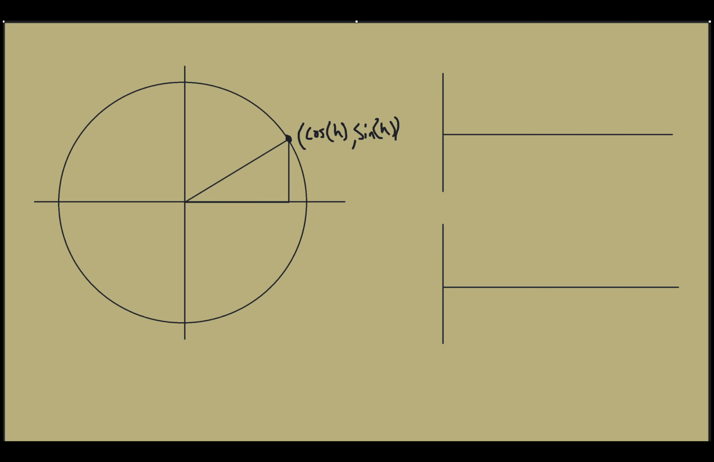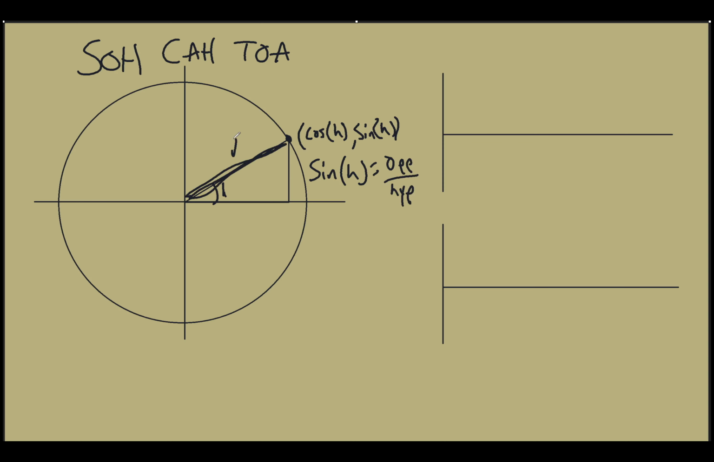Remember your SOHCAHTOA that you thought you'd never use again. So sine of H is equal to opposite over hypotenuse. And on a unit circle, the hypotenuse is always length 1, and the opposite is opposite the angle, so that's this height. So that's the y coordinate divided by 1. And that's how we end up with this, because of course cosine is going to be the same way. Adjacent divided by 1 gives me just the x value.